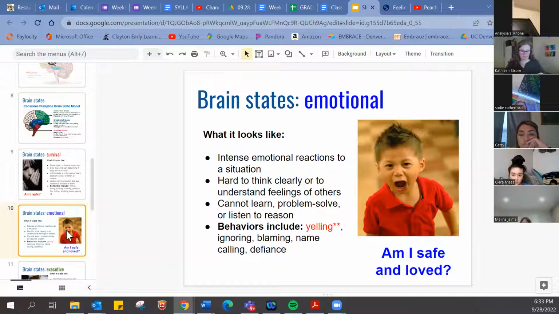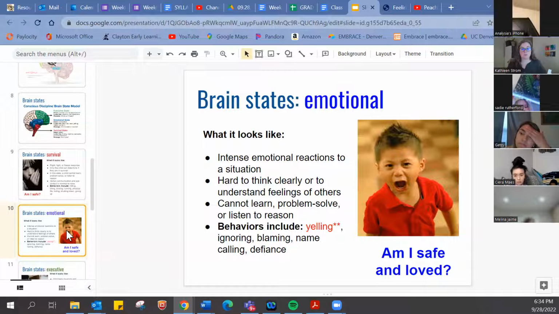So let me pull out a name here. Adriana, can a child learn when they are in their emotional state? I think they can, but it's not the ideal state, because they're still thinking, am I safe and am I loved? Yes. Yeah, I would say that you're right about that. It's very difficult for a child to learn in this state.